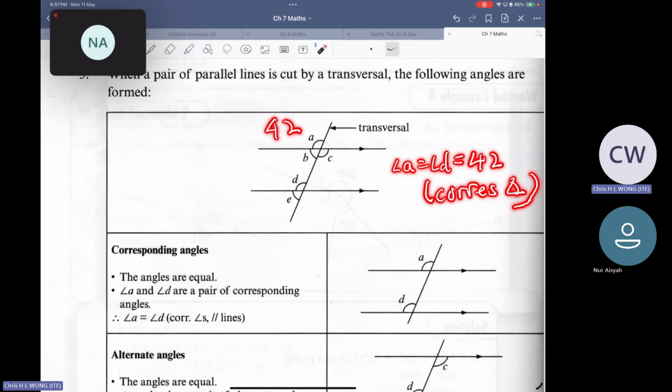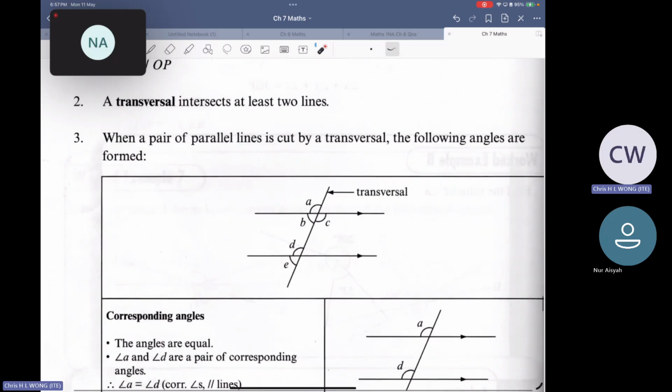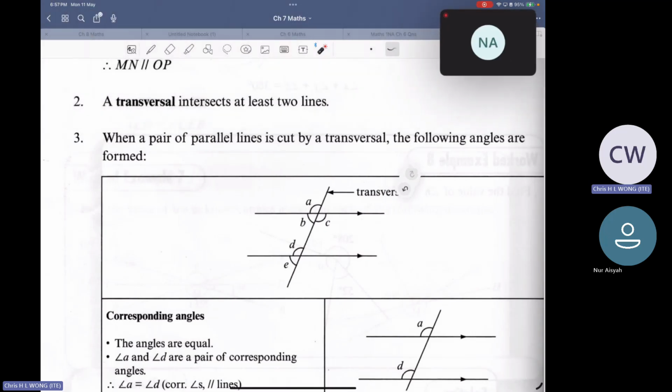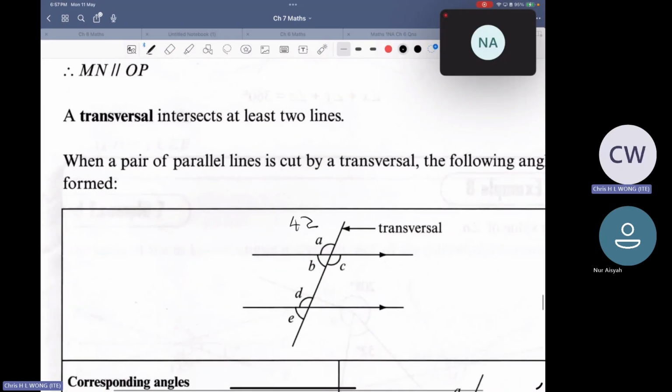Okay, right? Can't see it. So maybe I write down. If I say this is 42, I just put 42 here, 42, A is 42. Let me make it bigger for you. Okay, angle A is 42.